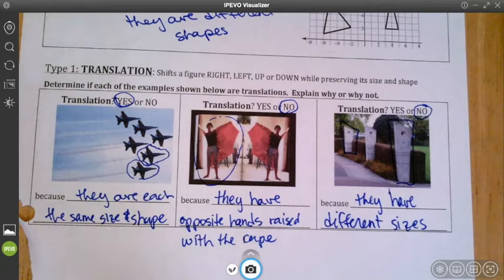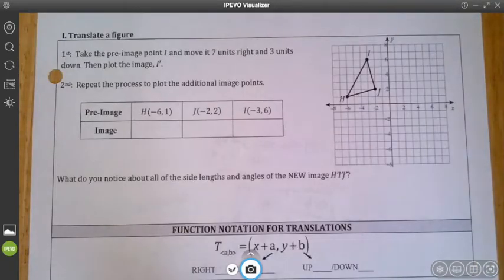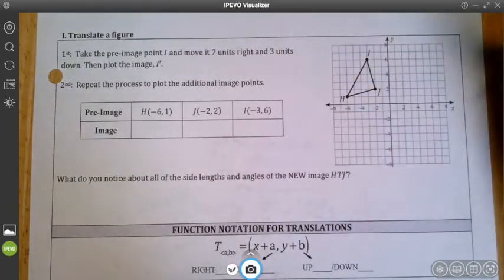Let's take a look at the next page. So in this example here, we'd like to actually translate the figure. So what we're going to do in order to move this triangle is we're going to move the three vertexes one at a time.